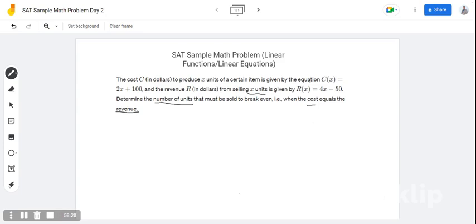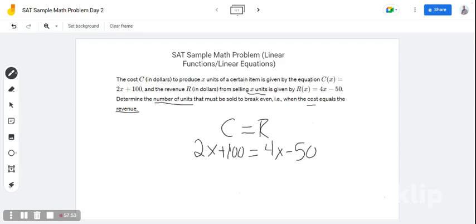Now, the nice thing here is that they give us equations for both of these. We know that the cost will equal 2x + 100, and the revenue is equal to 4x - 50. So by setting our cost equal to our revenue, all we're going to do is replace the equations for the cost, which is 2x + 100, and make that equal to 4x - 50.